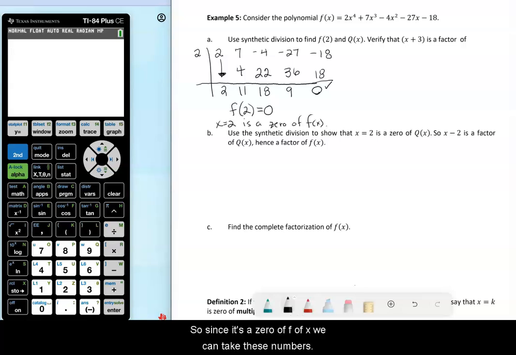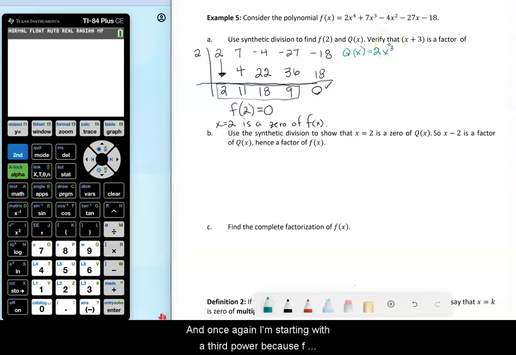So since it's a 0 of f of x, we can take these numbers and use them as coefficients of a polynomial of 1 degree lower than f of x, and that will be our q of x that we are asked to find. So q of x is equal to 2 times x to the third.